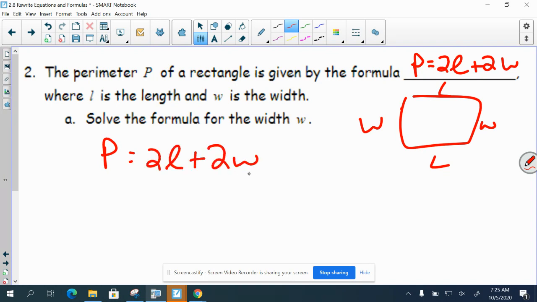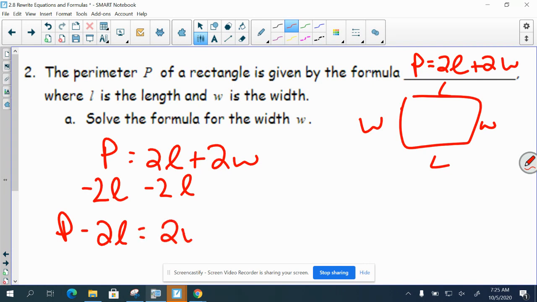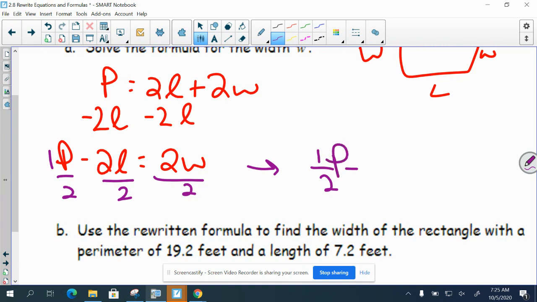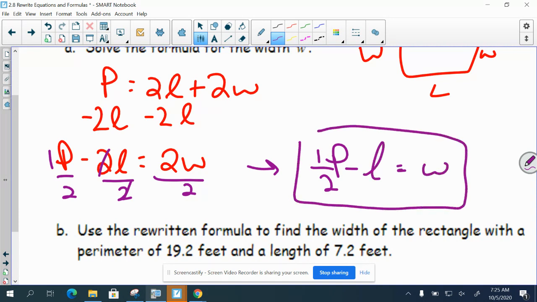All right, so if we're solving for width, then we need to move the 2L over. So minus 2L. So P minus 2L equals 2W. And then next, divide everything by 2. So you have P over 2, you can think about it as 1P over 2, which turns into 1/2 P. Minus 2L over 2 is L. So then these cancel out and you just have 1/2 P minus L equals W.